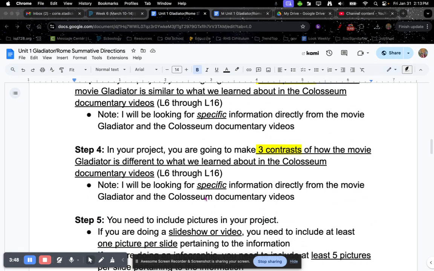Step 4. In your project, you are going to make 3 contrasts of how the movie Gladiator is different to what we learned about in the Colosseum documentary videos. Note, I will be looking for specific information directly from the movie Gladiator and the Colosseum documentary videos.